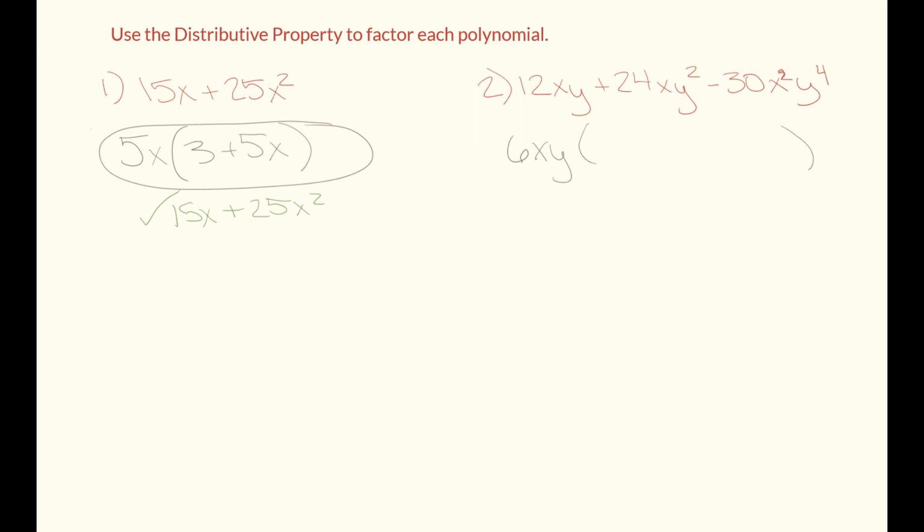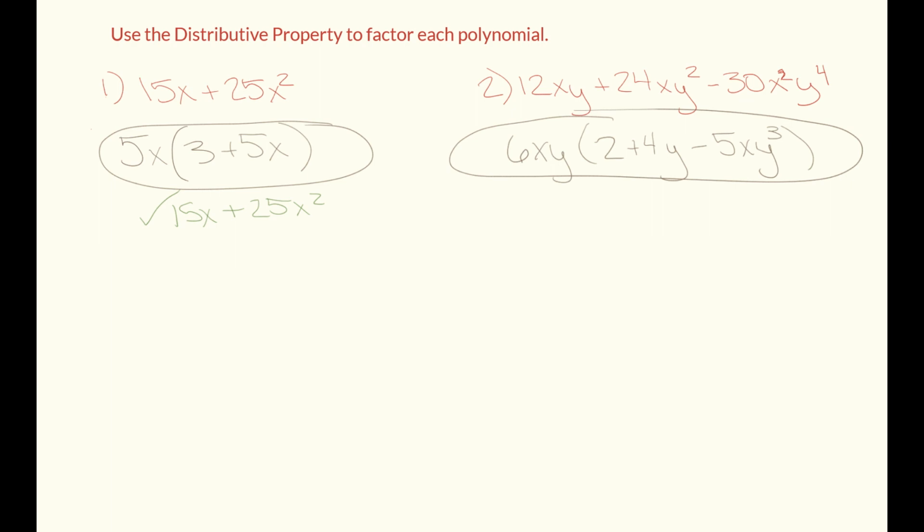What would you need to multiply to 6xy to get 12xy? 2. What do you need to multiply to 6xy to get 24xy squared? You would need a 4 and another y. What do you need to multiply to 6xy to get negative 30x squared y to the 4th? Well, 6 times negative 5 gives you negative 30. And then we need another x and 3 more y's. So that is our answer, but I'm just going to double check with the distributive property.